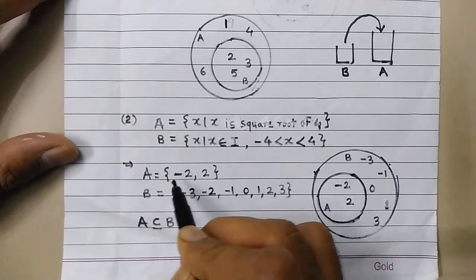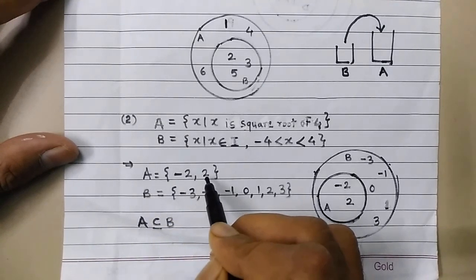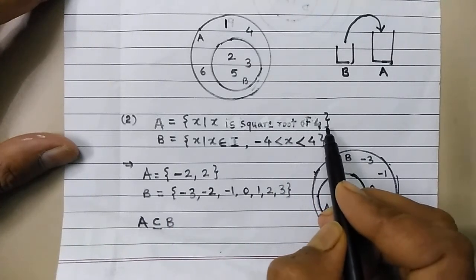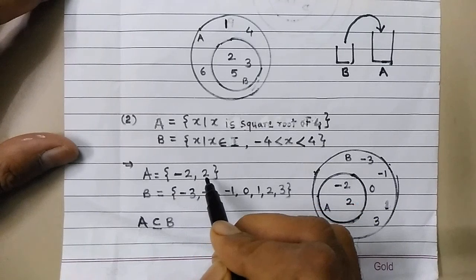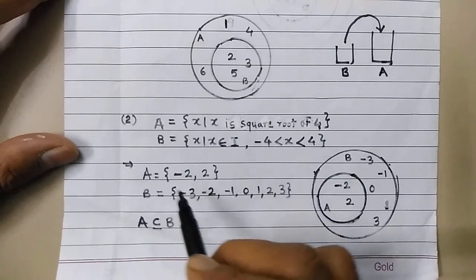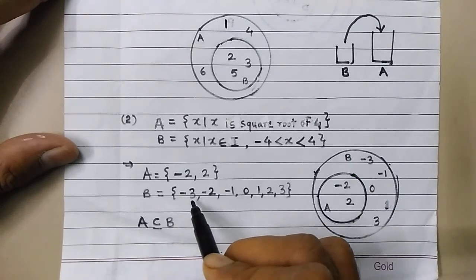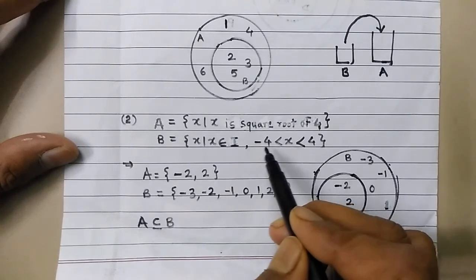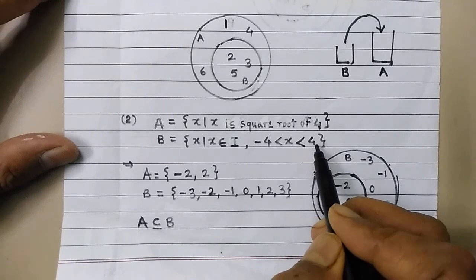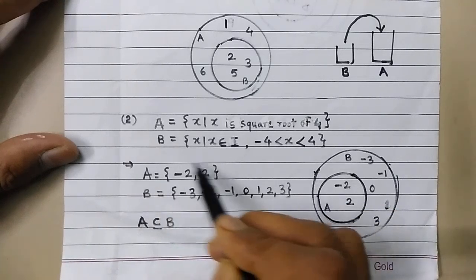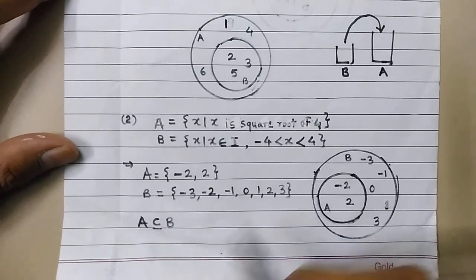A is equal to, in curly bracket, minus 2 comma 2, because any positive number has two roots. One is negative, another is positive. Minus 2 and plus 2 are the roots of 4. Now B is the set, in curly bracket, minus 3, minus 2, minus 1, 0, 1, 2, 3. All the elements are in between minus 4 and plus 4.